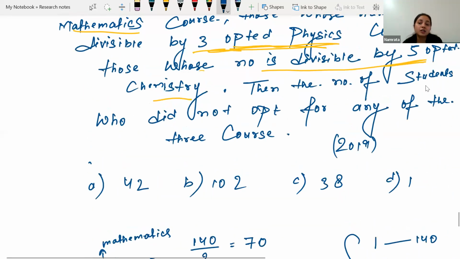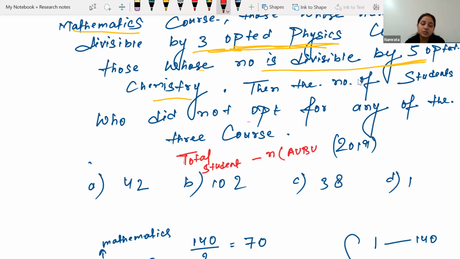What we have to find here is the number of students who didn't opt for any of the 3 courses. So who have not opted for any of the 3 courses. That means total number of students minus A union B union C, who have taken all the subjects. A union B union C means what? Number of elements of A also, B also, C also, right? All together.